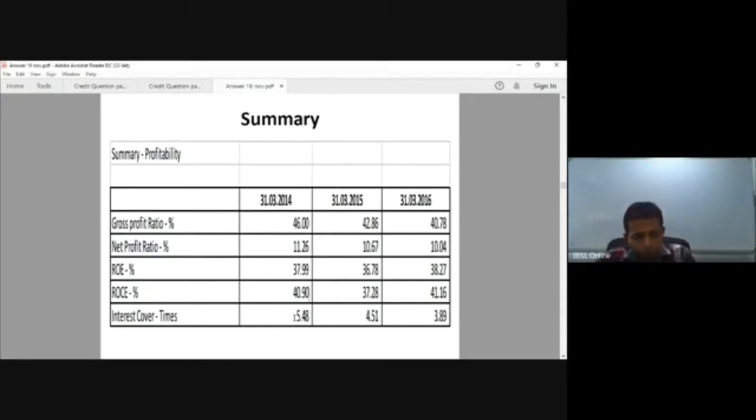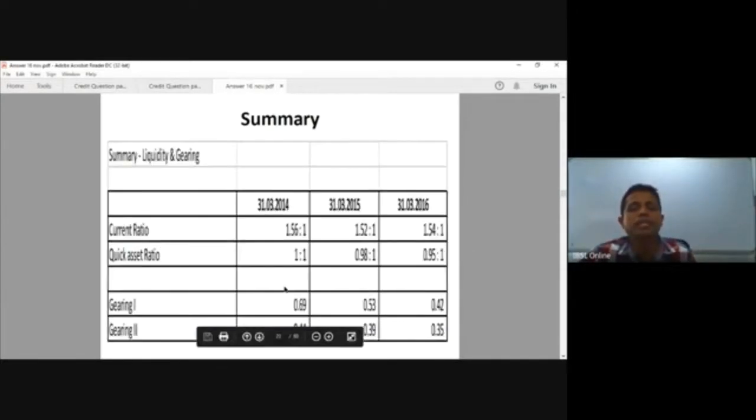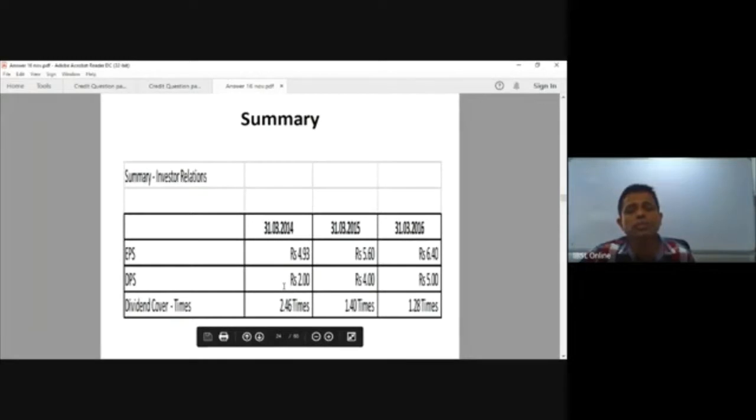Therefore, there is a worrying sign from the bank's point of view, because in 2014 the company could pay 5.5 times the interest using their profit. Now it has come down to 3.89 times in 2016. Therefore, that is one factor we need to worry about when recommending facilities to this particular company.